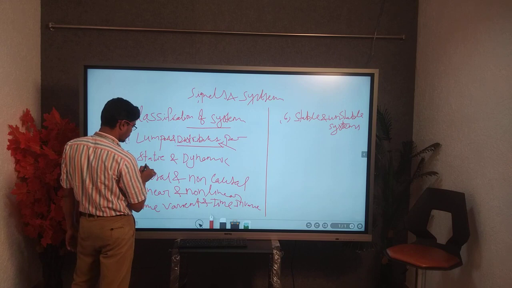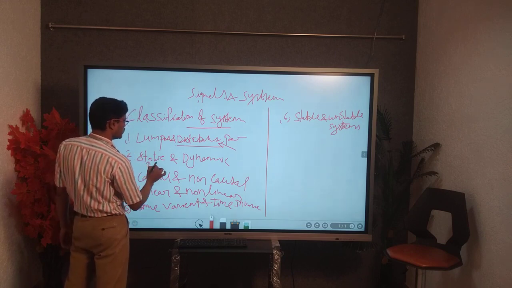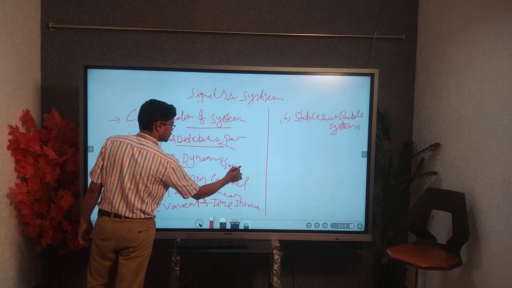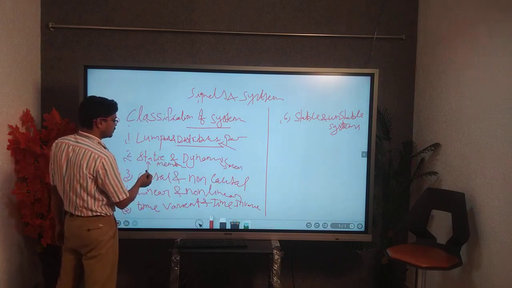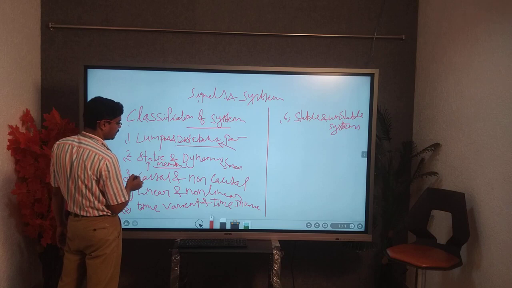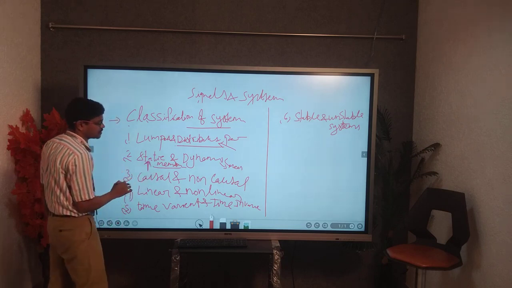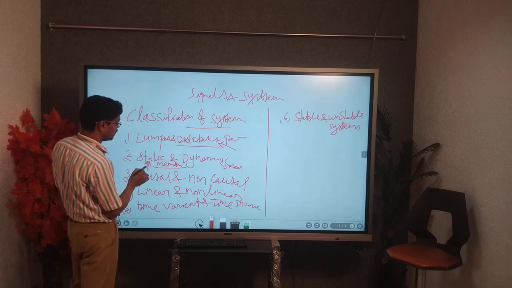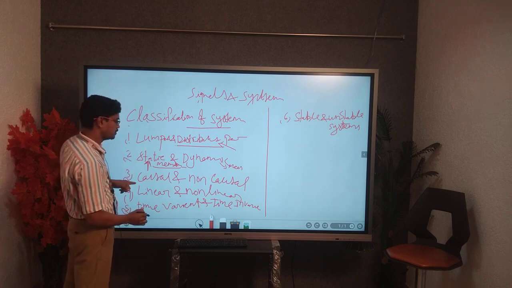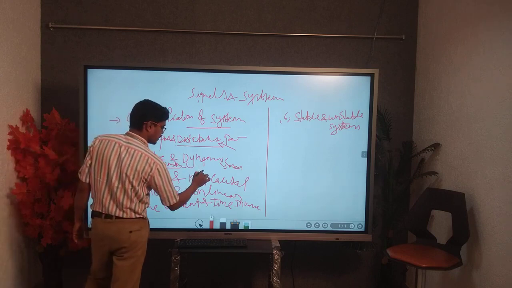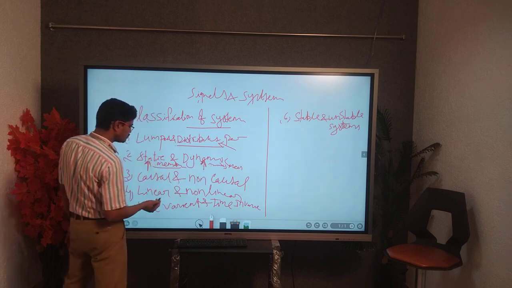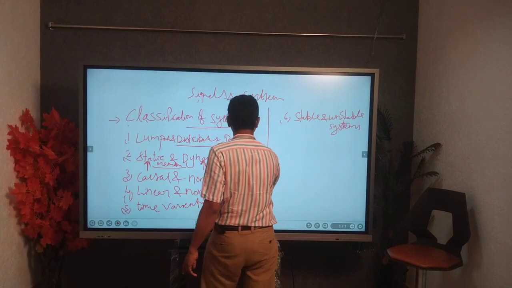Next, static and dynamic. Static is also called memoryless. Dynamic is also called a memory system. That means memoryless gives only the present data and does not maintain past data. A system that depends only on present values of the input is called static. And dynamic depends on future and past values of the input of the system.